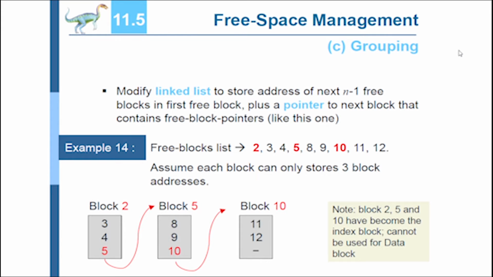For the third technique, grouping. In grouping, a modified linked list stores the addresses of n minus 1 free blocks in the first free block, plus a pointer to the next block that contains free block pointers. Just like the example.